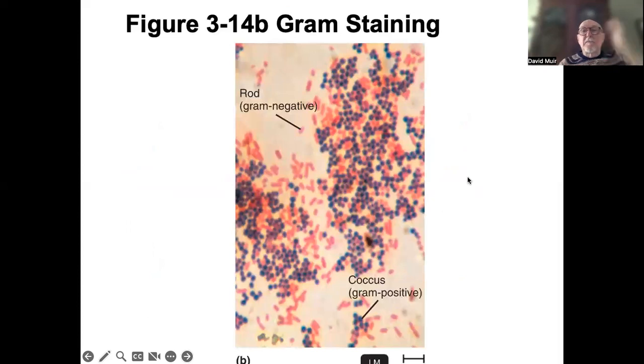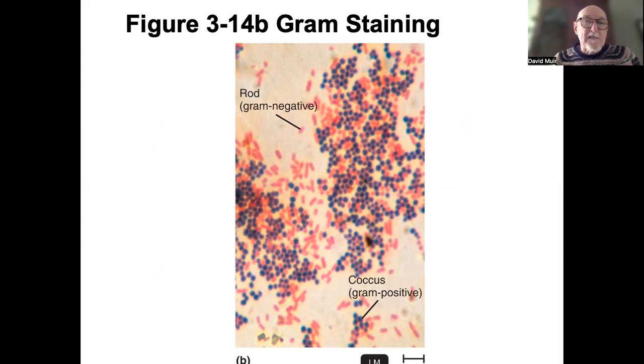And here's a typical slide stained with the gram stain. And this is, as we saw in the diagram, a mixture. We have gram-positive cocci. They appear as blue-black coloration. And here we can see these rods. These are gram-negative rods. And you will, I'm sure, perform a very similar staining reaction.